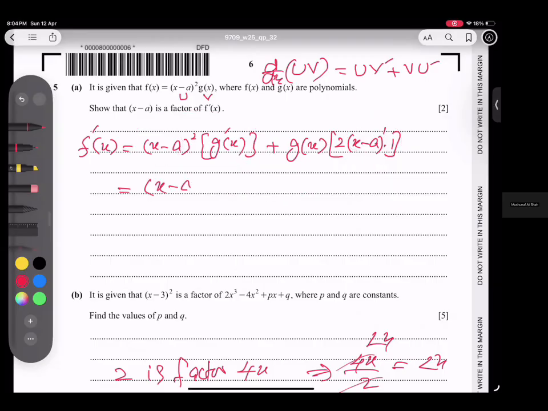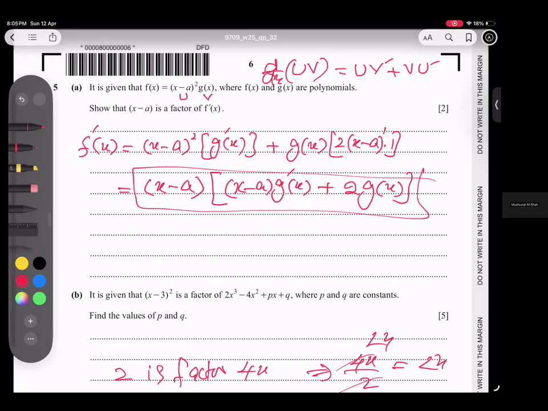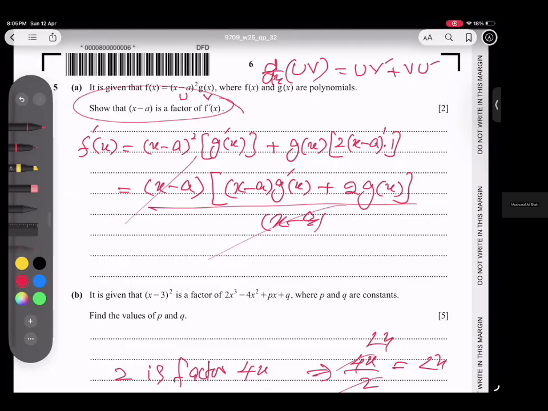If I take x minus a common, what is left inside? Out of the power 2, 1 went out and 1 is left inside. So I get (x minus a) times g dash of x, and what completely went out, I'm getting here 2g of x. I believe this part is very clear. And my question: is this whole thing divisible by x minus a, yes or no? You say yes, sir. So we can say x minus a is a factor of this. Hence proved.